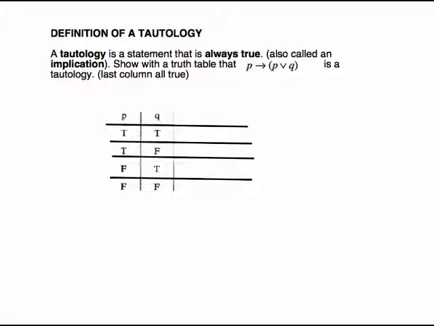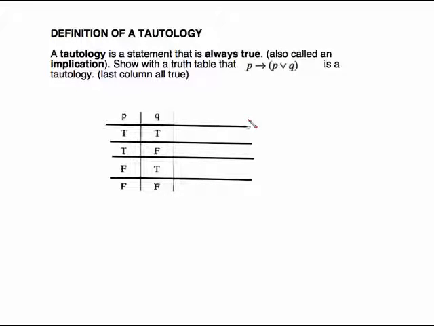We're going to look at two more definitions before we end this video. There's something called a tautology, and that's a statement that is always true. It's also called an implication. Now, what tautology means is that whatever your last column is, you will have all T's. If your last column has all T's, then you are dealing with a tautology. So this says, show with the truth table that if P, then P or Q is a tautology.